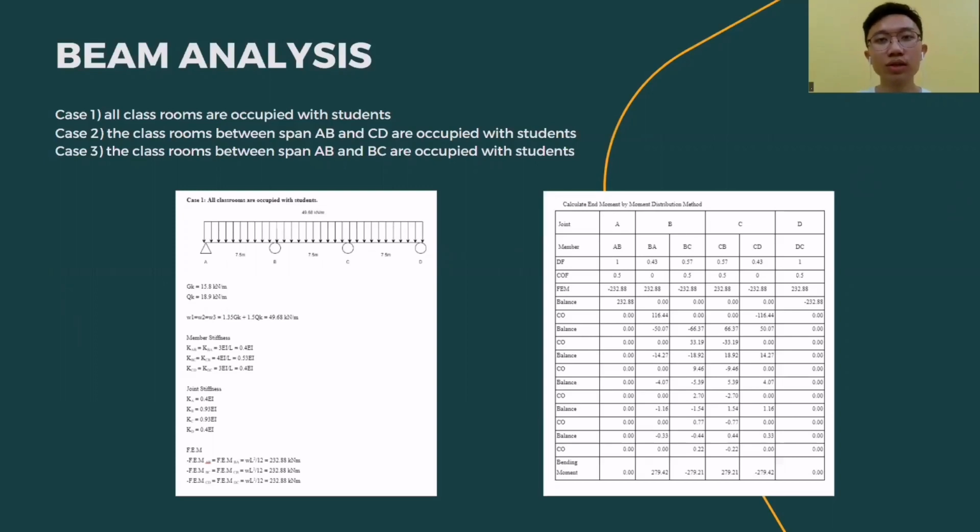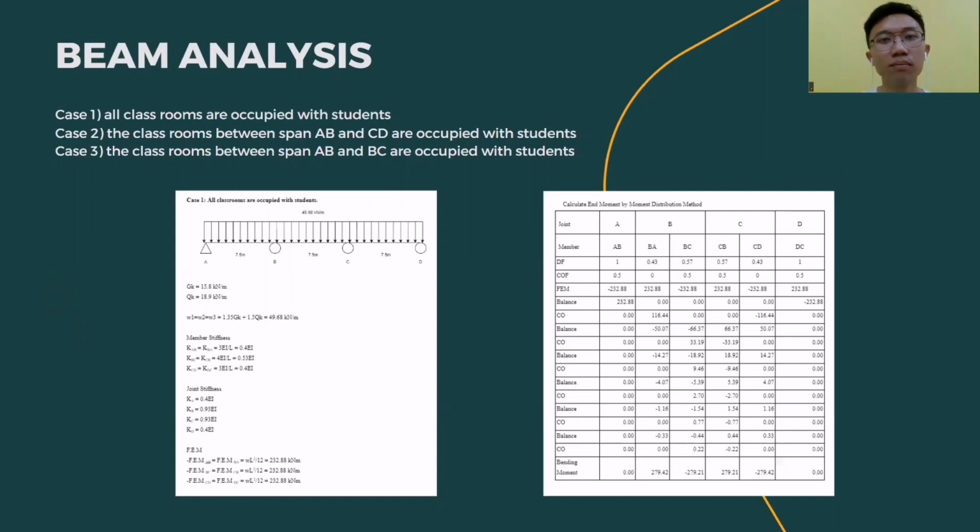In this project, we consider 3 cases as stated in the presentation slide, and I will take case 1 as an example to explain how we're going to carry this out. The first step is we have to draw the free body diagram by using the information that we have, and we will use the formula 1.35 Gk plus 1.5 Qk in order to get 49.68 kN per meter as the load acting on the entire beam, which is the maximum load.